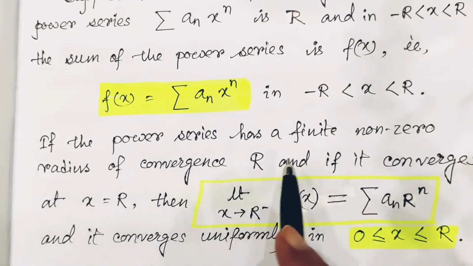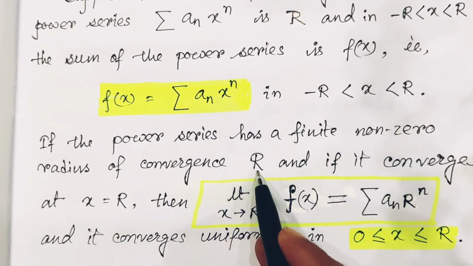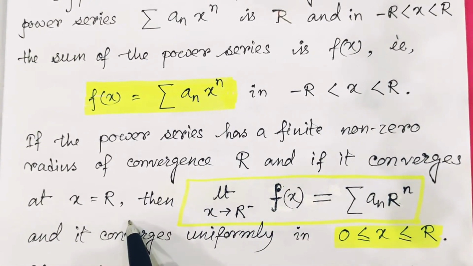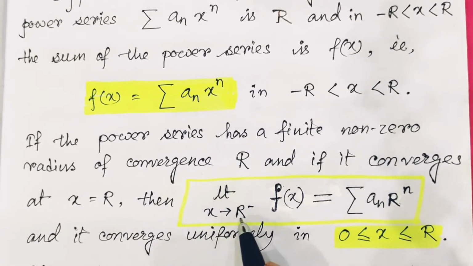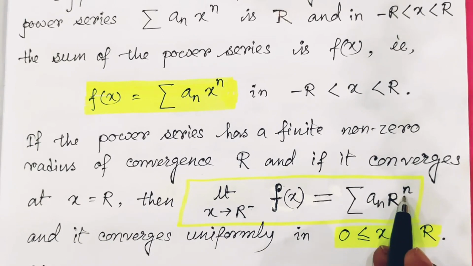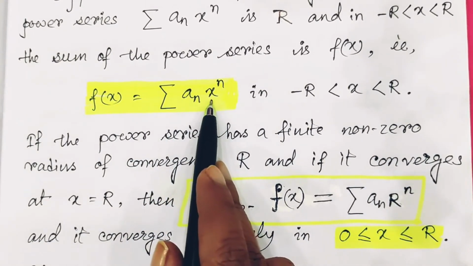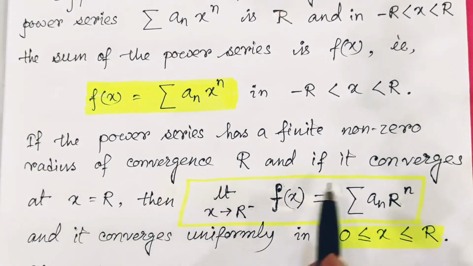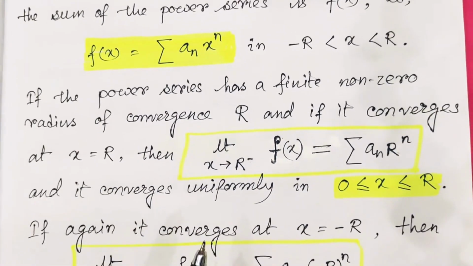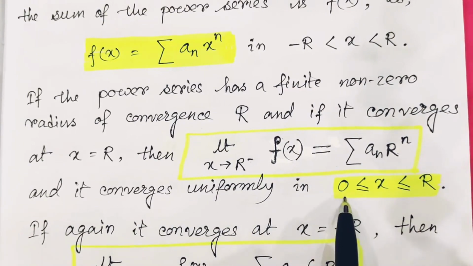Now if the power series has a finite non-zero radius of convergence, that means R not equal to 0, and if it converges at x equals R, then the limit as x tends to R from the negative side of f(x) equals summation of a_n R to the power n. That means in the series we simply substitute R when it is convergent at x equals R. Now if it converges, then it converges uniformly within the interval 0 to R.